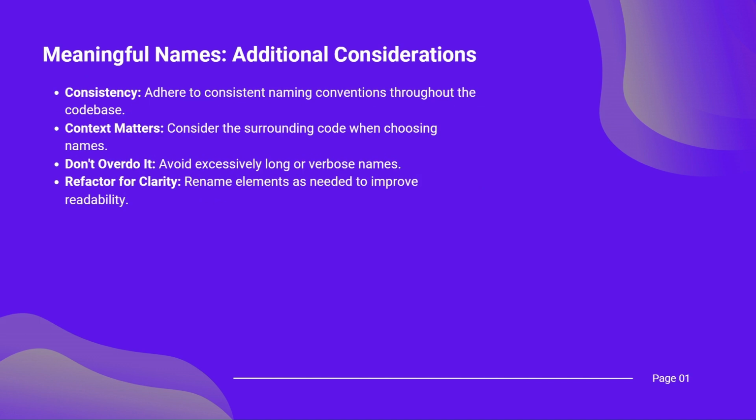Also try to adhere to consistent naming conventions throughout the codebase. Also try to consider the surrounding code when choosing names. Also, don't overdo it. Avoid excessively long or verbose names, and always try to refactor for clarity. Rename elements as needed to improve readability.